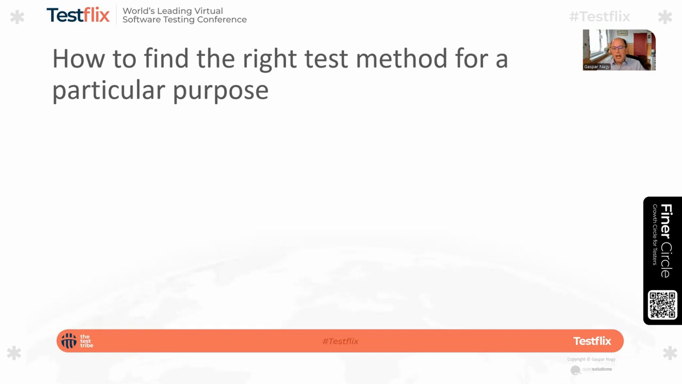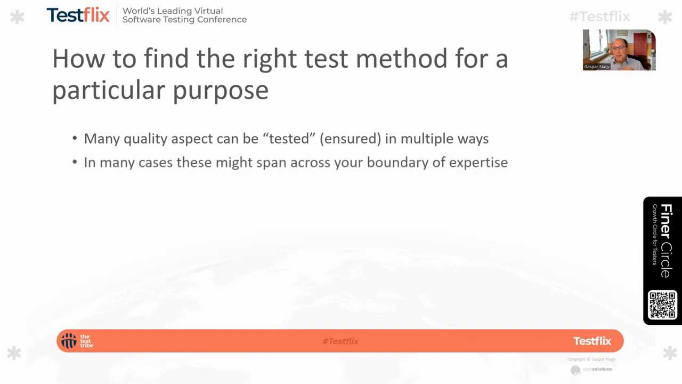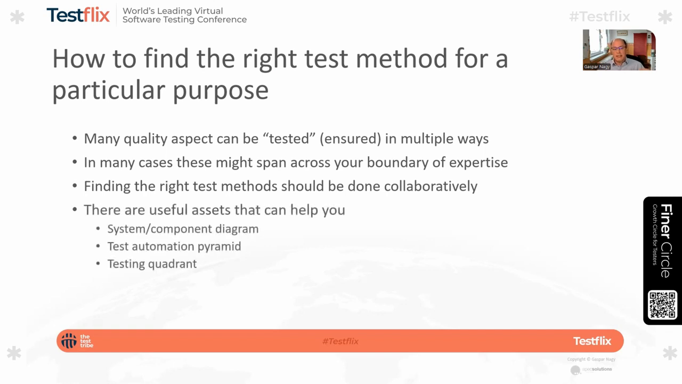So if you have these quality aspects and you have gone through this exercise, then finding the right way to test them becomes easier, because typically one quality aspect can be tested in multiple ways. So now you have multiple options, and also depending on which one you are choosing, maybe different teams can help you. So definitely, if you want to choose the right ways to test, then you should do this collaboratively. You should sit together with the teams, and maybe with the help of the system or component diagram, or just draw up the automation pyramid or testing quadrants.